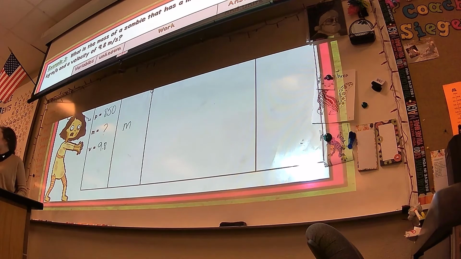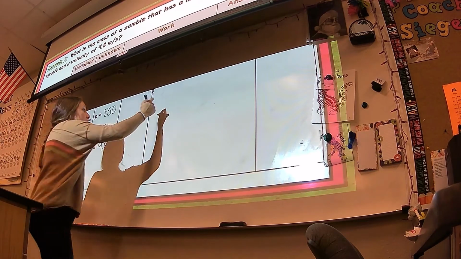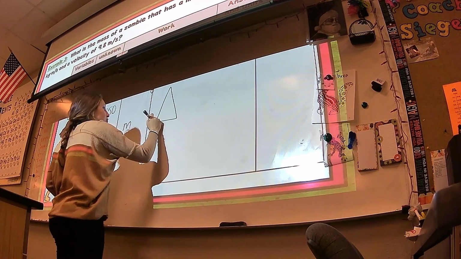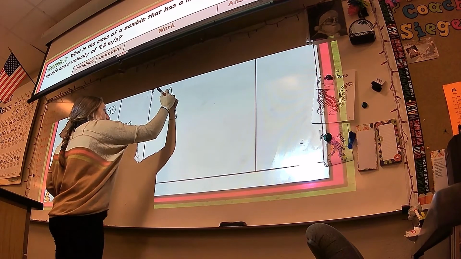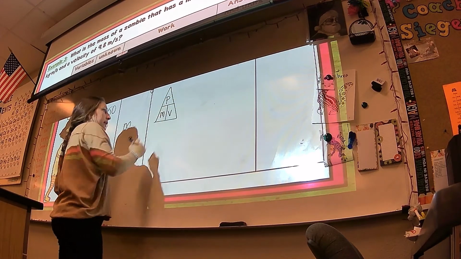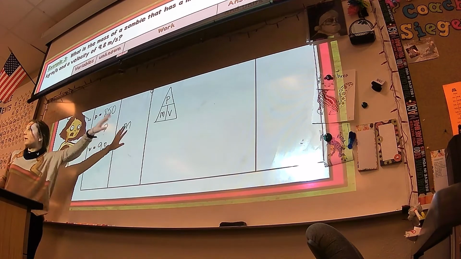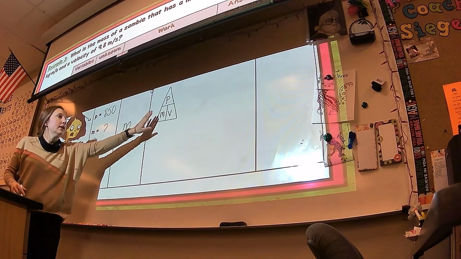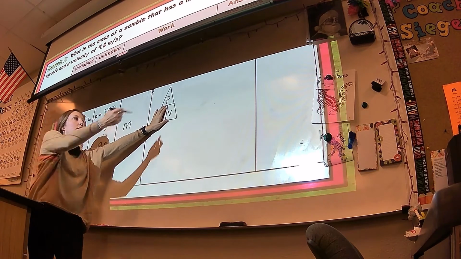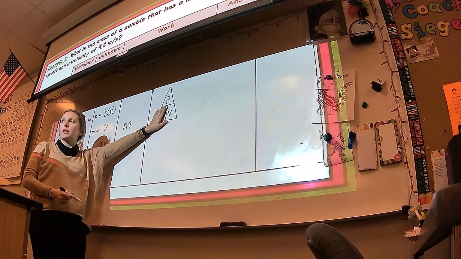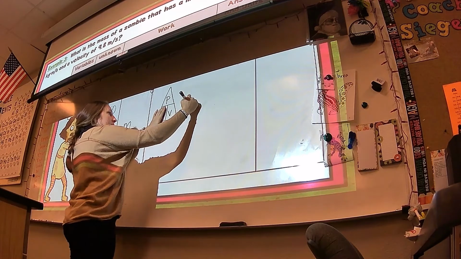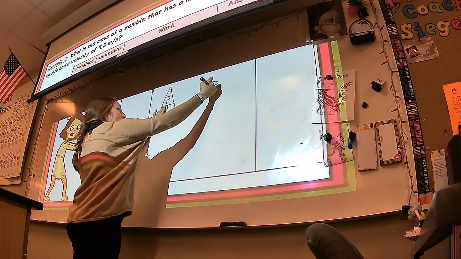Okay, I'm going to draw the triangle. You don't have to because it's on your paper. Alright, but if you want to, you can. So my P equals MV triangle has P on top and then M and V. I'm looking for M, so that's what I cover up in my triangle. Okay, so M is going to equal P over V, just like what my triangle looks like. Okay, M is going to equal P over V.